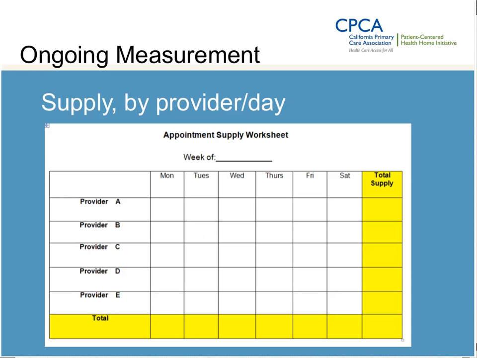Supply is a calculation of the number of appointments available on a blank schedule template. Since achieving and maintaining good access is all about balancing demand and supply, we have to track both. To measure supply, you simply count the number of appointments on your appointment template by provider and by day of week. Be sure to revisit this measure monthly at a minimum, and any time that there is a major change to the schedule.